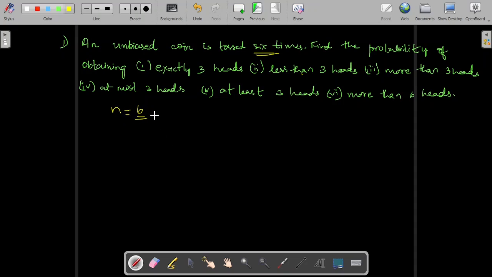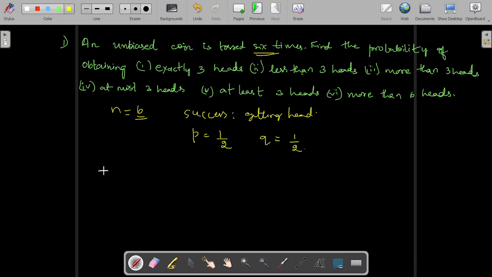Number of trials equals 6. Everywhere we need to find out heads. So success you define as getting head, and failure is therefore getting tail. So the probability of success in a single trial you find out. When you toss a coin once, what is the probability of getting head? 1 by 2. There are 2 outcomes, 1 head, 1 tail. So p is 1 by 2. q, the probability of failure, is 1 by 2.